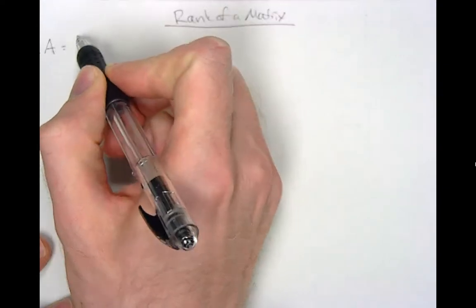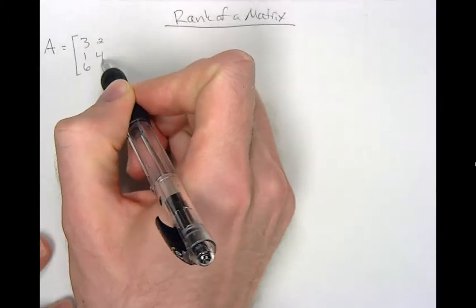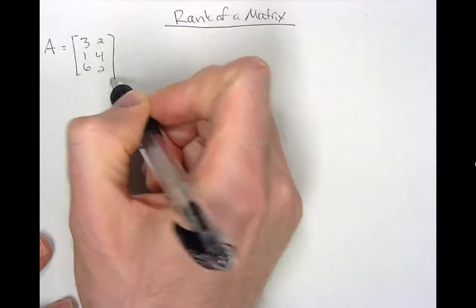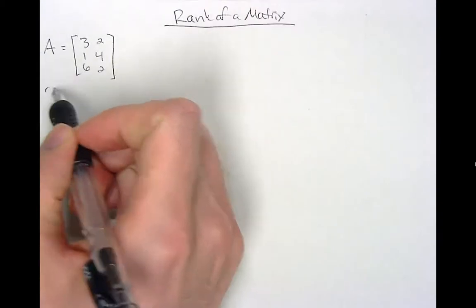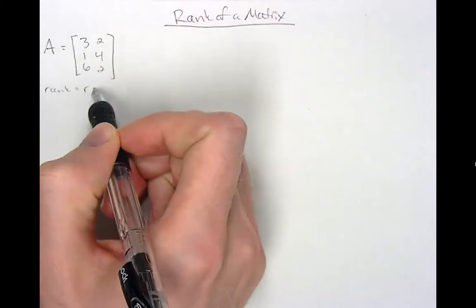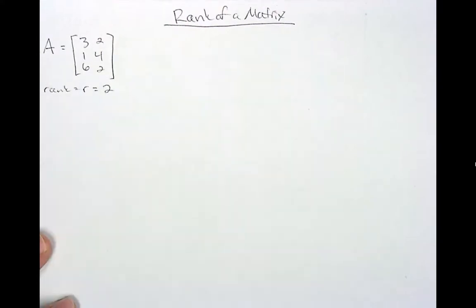and it had the values 3, 1, 6 going down 2, 4, 2. We see that the rows equal 3 and the columns equal 2. Well, like I said, the largest that a rank could be is the smallest of the number of rows or the number of columns. In this case, the rank, which equals R, would be 2 because that's the smallest number of columns.